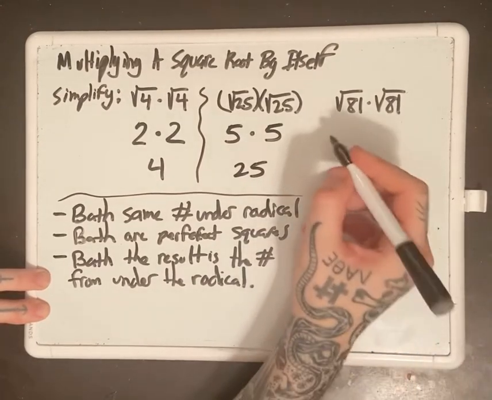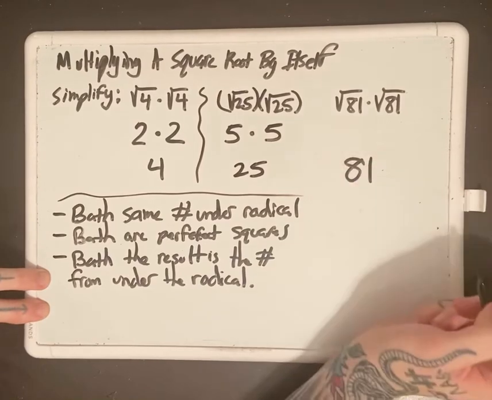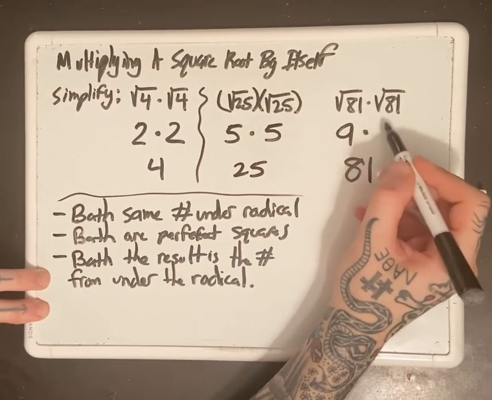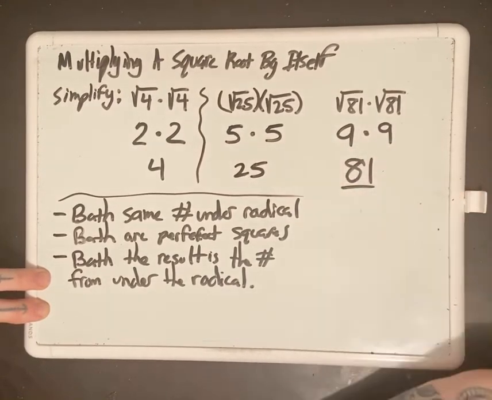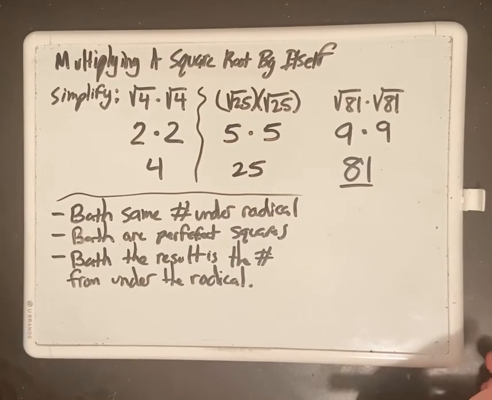So if the pattern follows, we should suspect to get an 81 here. So square root of 81 is 9. Square root of 81 is 9. 9 times 9 is 81. So far, our pattern is holding.